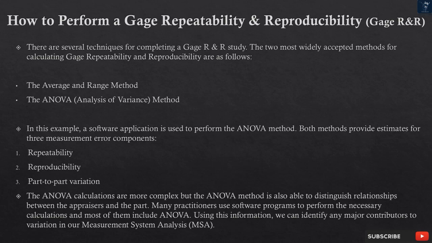The ANOVA calculations are more complex, but the ANOVA method is also able to distinguish relationships between the appraisers and the part. Many practitioners use software programs to perform the necessary calculations, and most of them include ANOVA. Using this information, we can identify any major contributors to variation in our measurement system analysis, MSA.